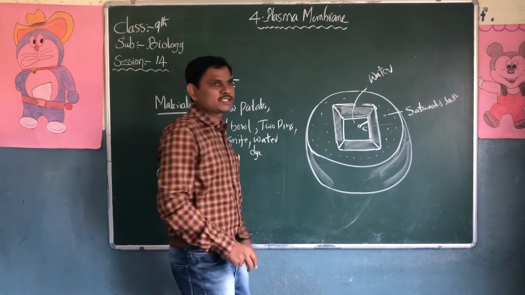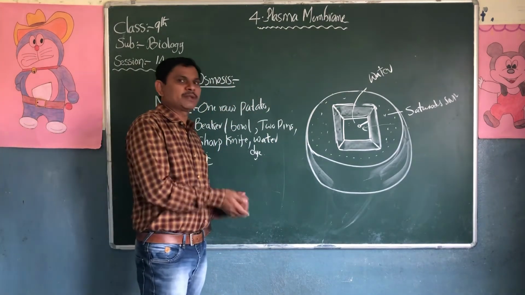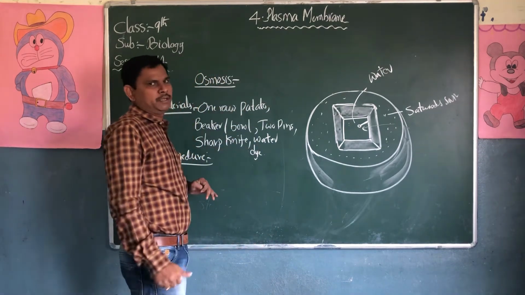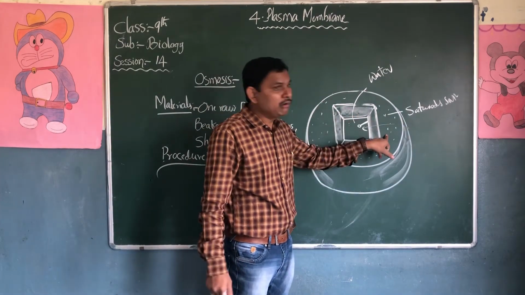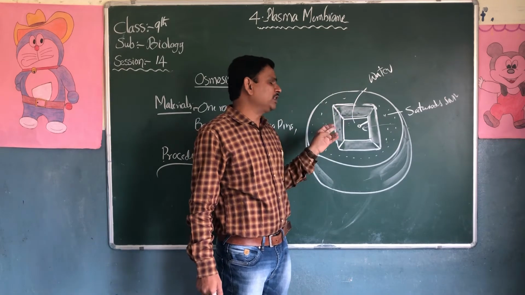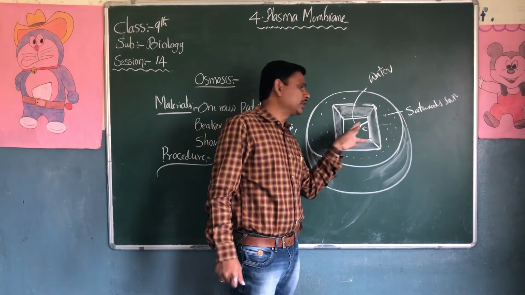So osmosis is nothing but the water always moves from low concentration to high concentration. This is about the potato experiment. Even though you take the saturated solution in the bowl, the water moves into the bowl. If you take the saturated solution in the potato, the water moves from the bowl into the potato.